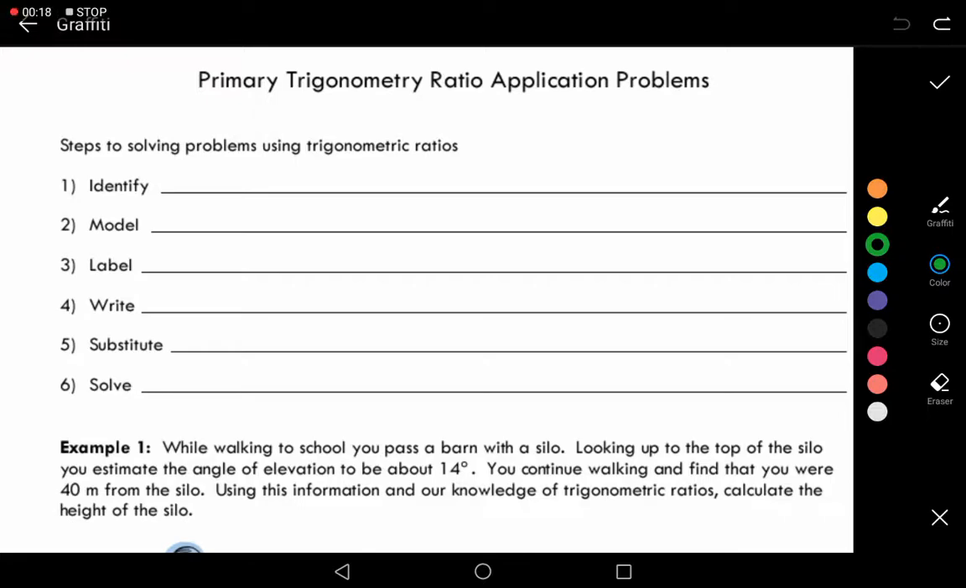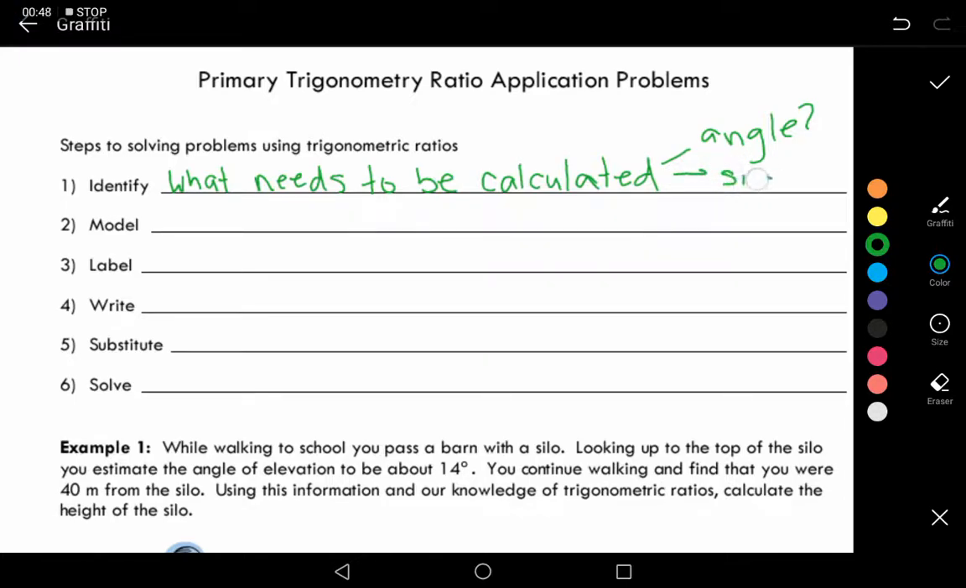So the first thing is that we need to identify what needs to be calculated. Okay, so that's either going to be an angle or a side. So is it an angle or a side?